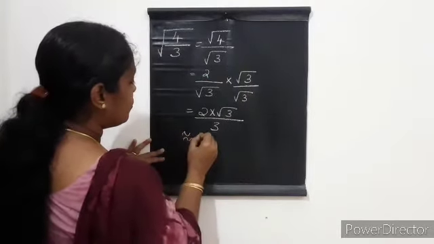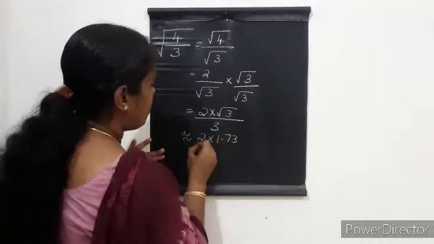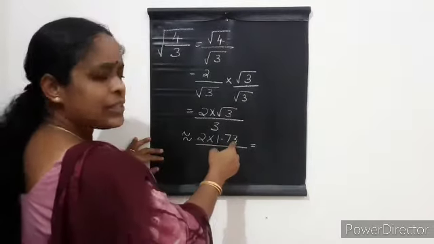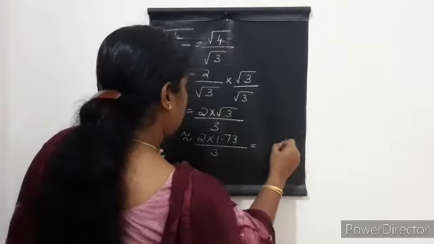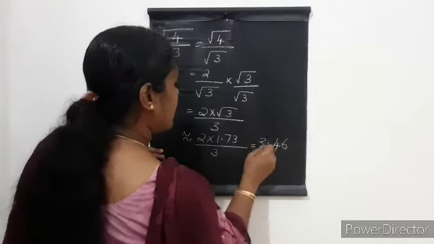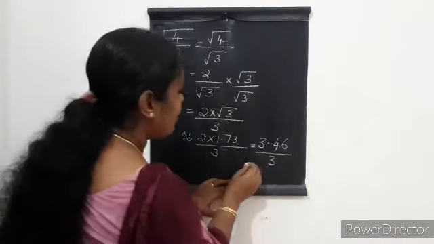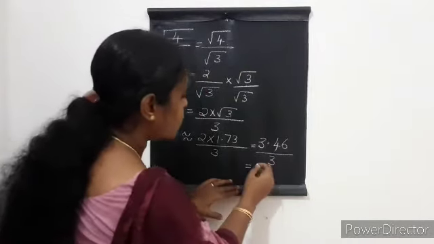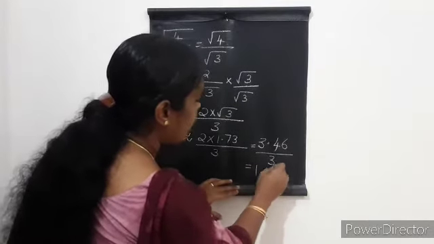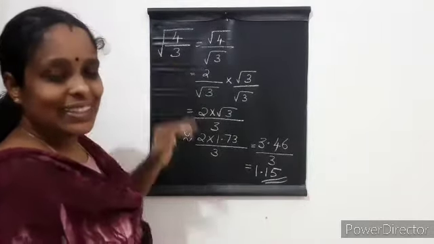Then give the value of root 3, that is 1.73 by 3. And if we multiply 2 into 1.73, that is 3.46 divided by 3. And what is the answer? It is 1.15. 1.15 is the answer of square root 4 by 3.